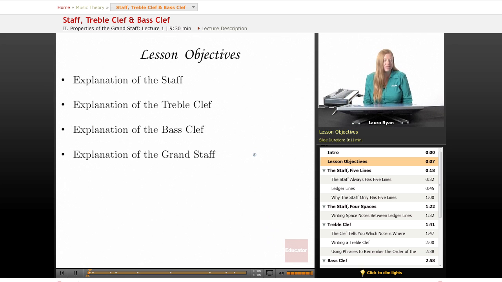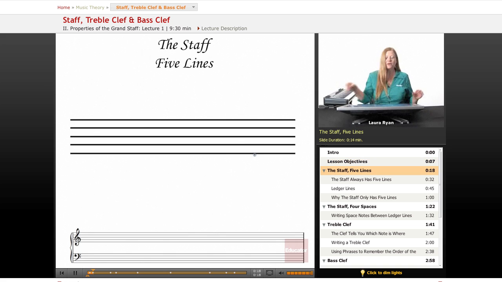So our lesson objectives will be explaining what the staff is, what the treble clef is, bass clef, and we'll also be explaining the grand staff. Okay, the very first thing, the staff. This is your visual language of music. This is what you're going to be looking at. This is how we are learning the notes and the lines and spaces of the staff.